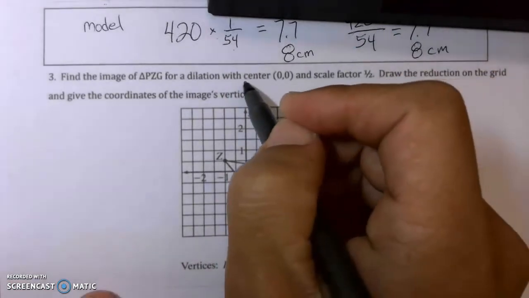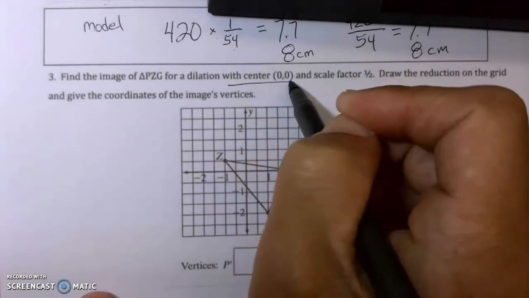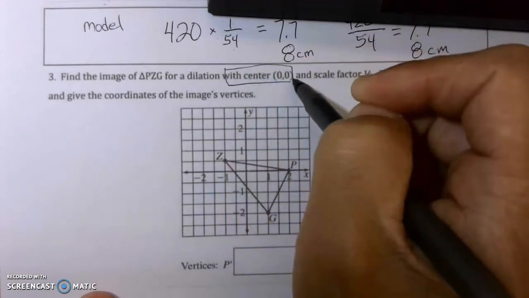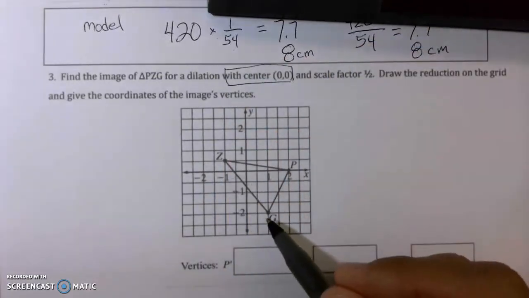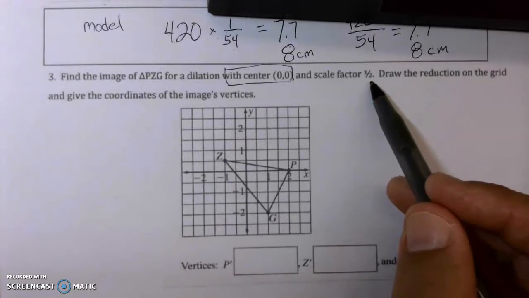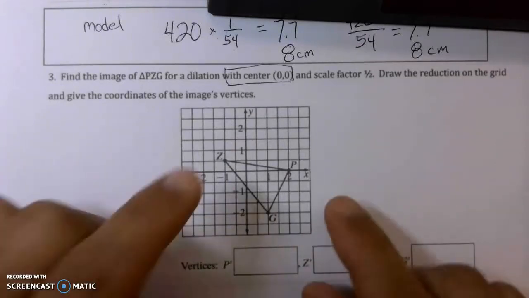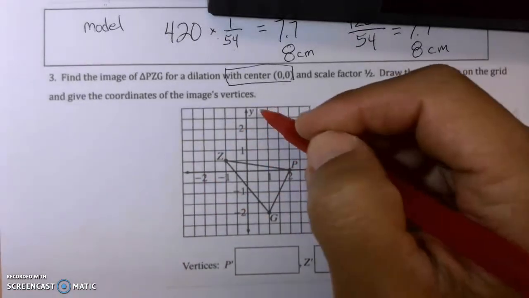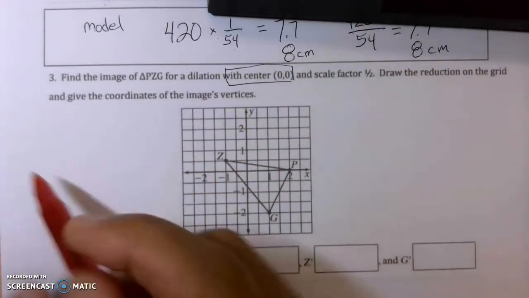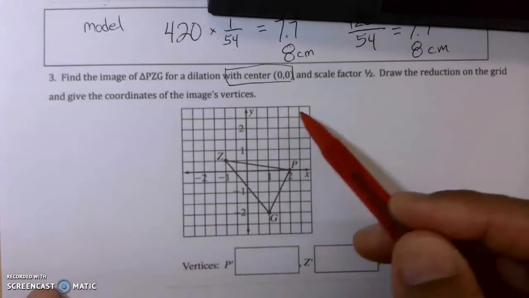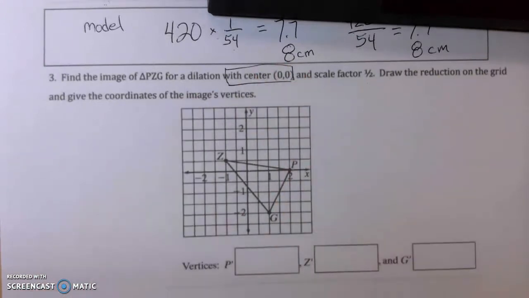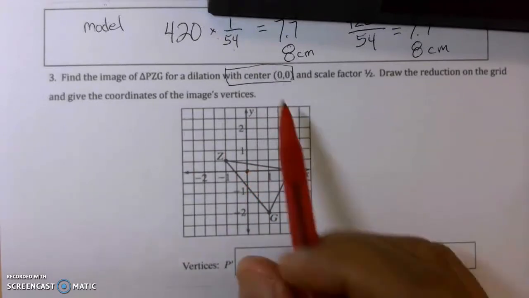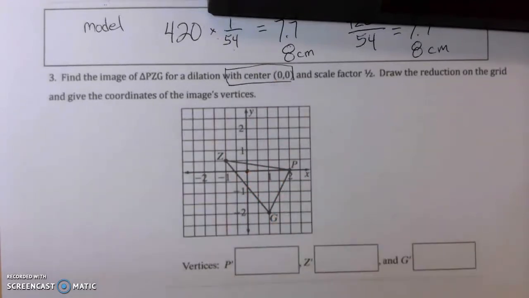Now this part here with center 0, 0, all the problems are going to say this. You don't really need to worry about this, because this triangle is going to shrink or grow. In this case, it's going to shrink because the scale factor is 1/2. But basically, when it says center 0, 0, you could have a smaller triangle, but where do you put it? I mean, do you put it way over here, or you put it here? Well, this center here basically means it aligns with 0, 0 right here. You don't even have to think about this too much, because that will always be the case.